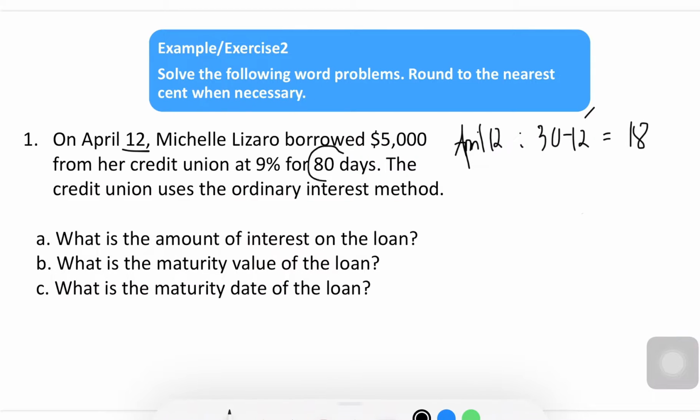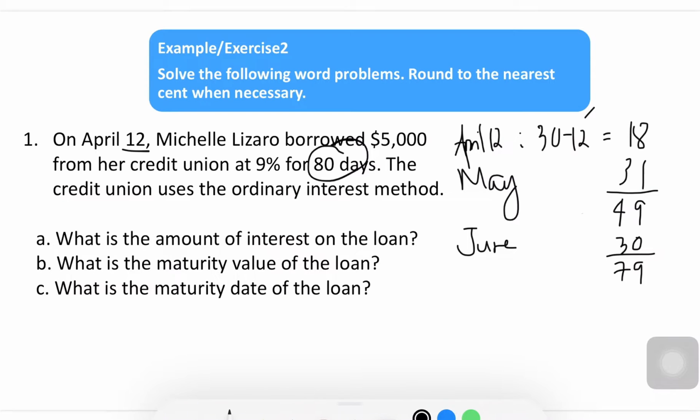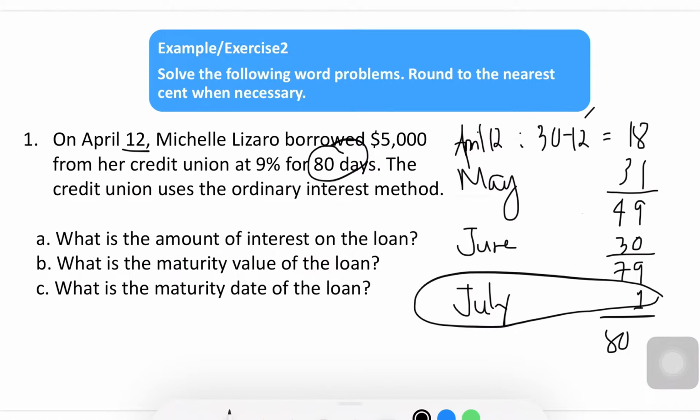Next, we need to reach 80 days. So next, May. How many days in May? 31. If you add that, it's not yet 80. So 49. So we need another month, June. We have 30 days, so we have 79. We need 80 days, so we only need 1 more day. So 80 days means the due date or maturity date is July 1.